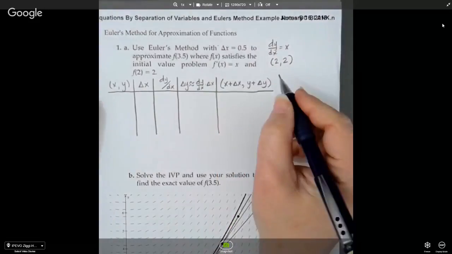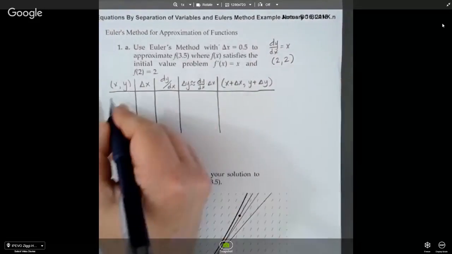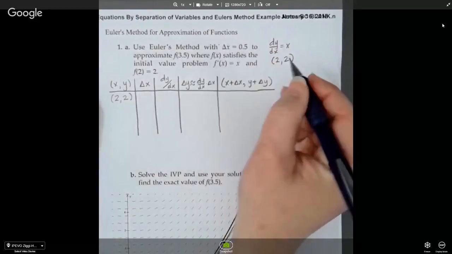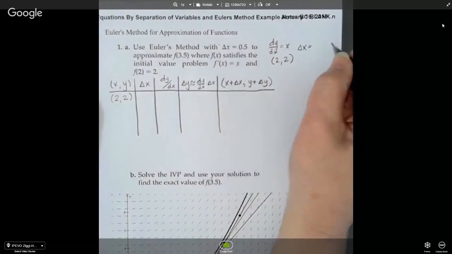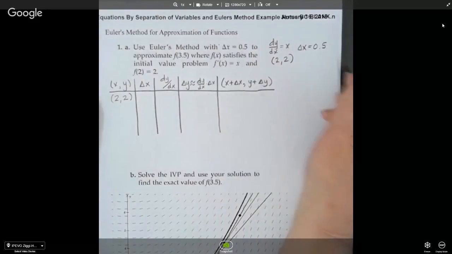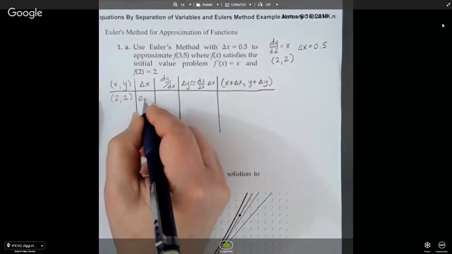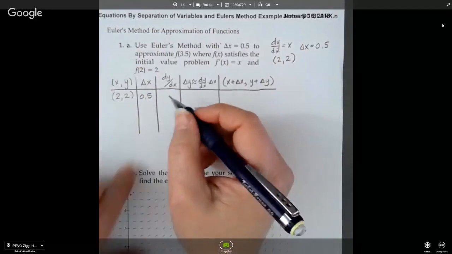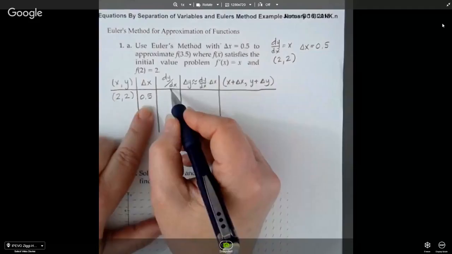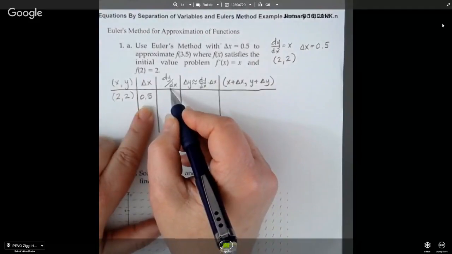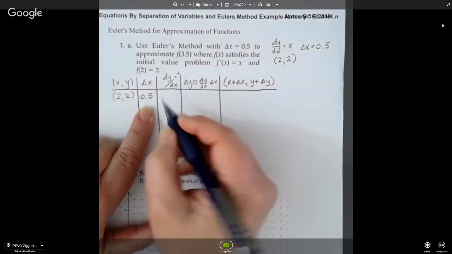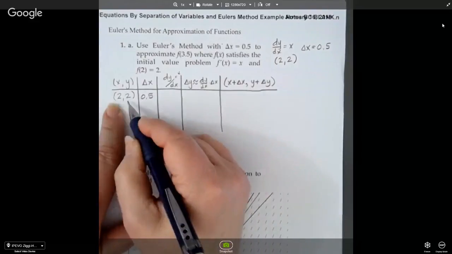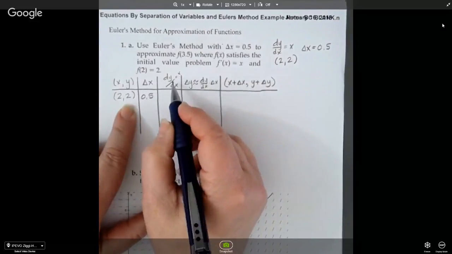All right, and I'm starting at 2, 2, so I'm going to put 2, 2 here. And delta x every time is equal to 0.5. So I'm going to put 0.5 here, which is also 1/2, which is nice. All right, so I'm going to find dy/dx, which is equal to x here, when I'm at this point. So what is the slope at 2, 2? Well, the slope at 2, 2 is 2.